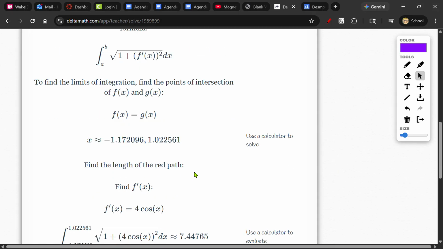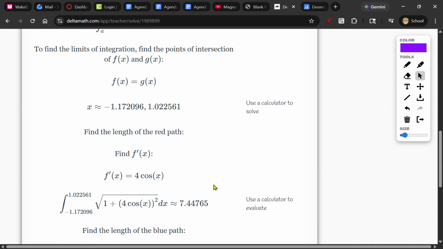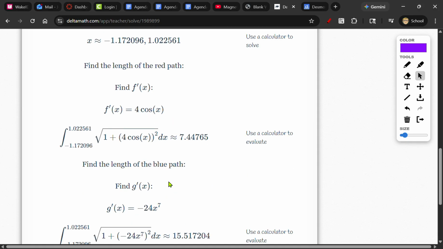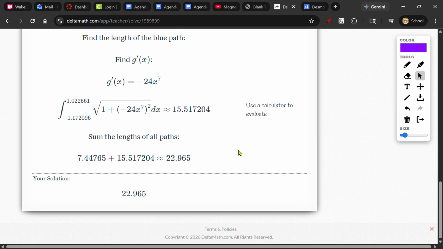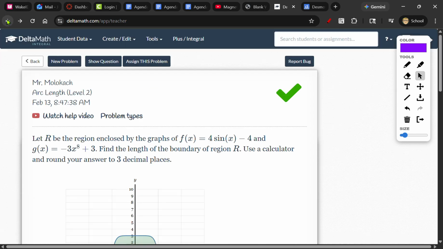So, they'll do the same thing that I just showed you in Desmos. Of course, you have to find the intersection using a graphing calculator. Find the derivative of each curve, find your arc length on that interval, add them together, done. All right.